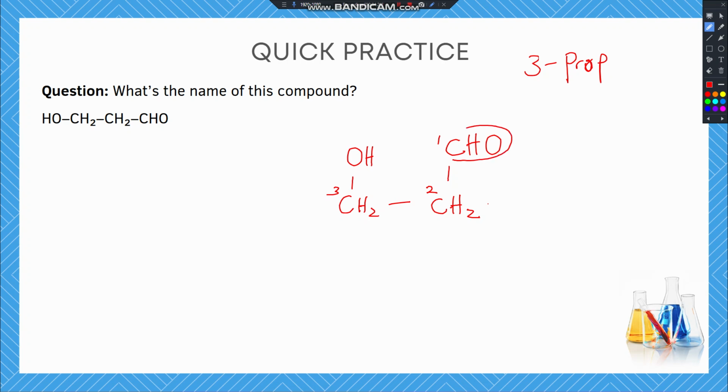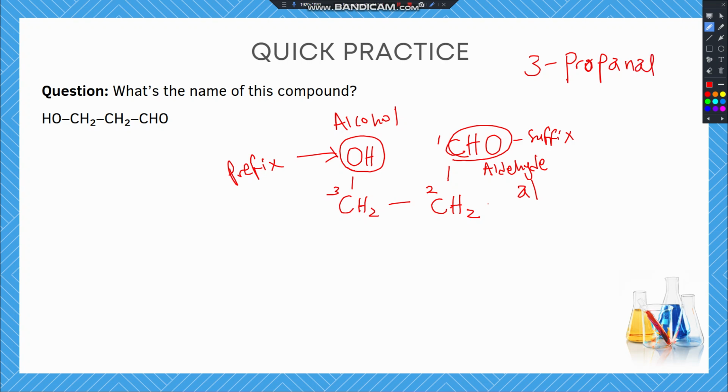Next thing to do is to identify the functional groups. We have one functional group here, which is an aldehyde functional group, CHO. An aldehyde functional group is higher than this functional group, which is an alcohol functional group. So that means this guy now becomes the prefix, and this guy becomes the suffix. And when aldehydes are the suffix, we use the suffix al. So this now becomes propanal. So we have that base name in place.